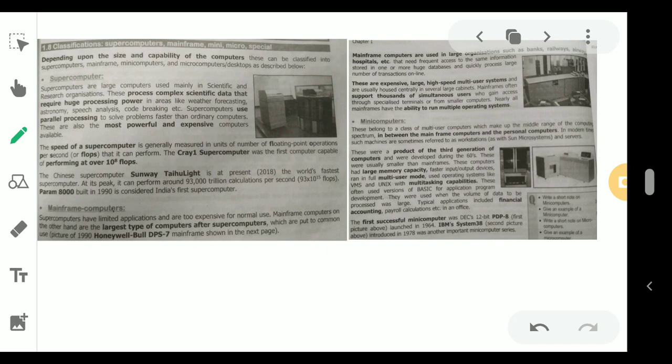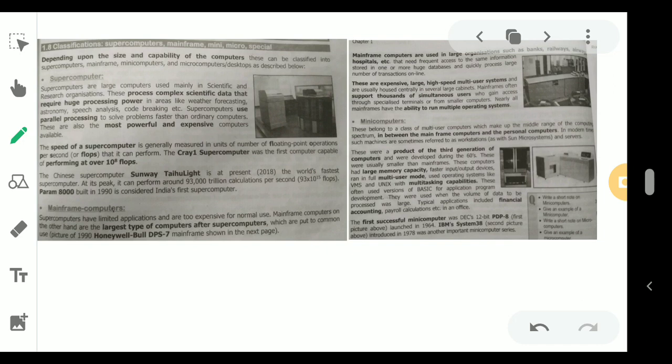Mainframe computers are used in larger organizations such as banks, railways, airways, and hospitals, that need frequent access to the same information stored in one or more huge databases and must quickly process a large number of transactions online. These are expensive, large, high-speed multi-user systems, usually housed in several large cabinets. A mainframe often supports thousands of simultaneous users who gain access through specialized terminals and smaller computers. Nearly all mainframes have the ability to run multiple operating systems.